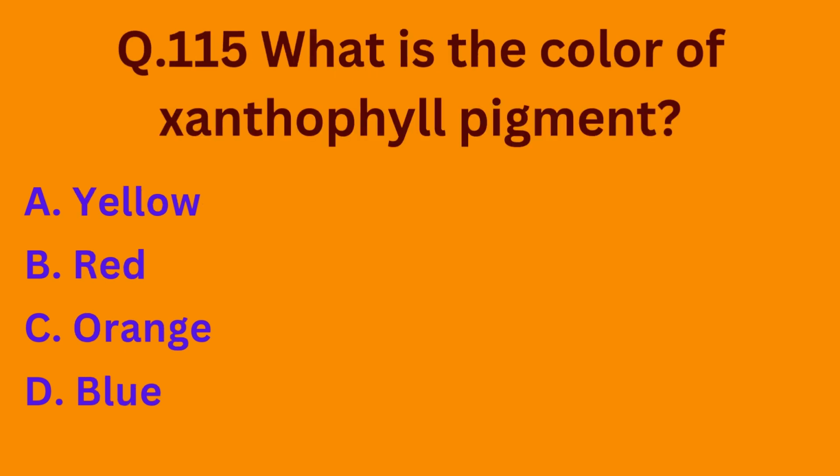Coming to the next question. What is the color of xanthophyll pigment? Option A, yellow. Option B, red. Option C, orange. Option D, blue. Basically, the color of xanthophyll pigment is yellow. The correct option is option A.